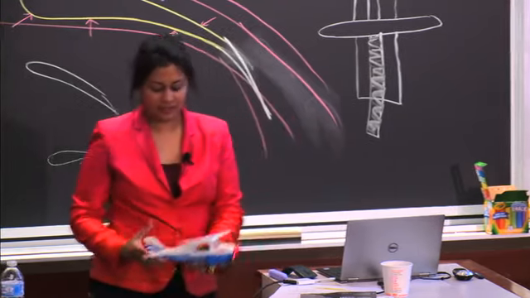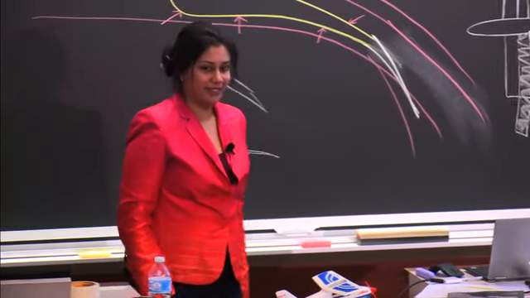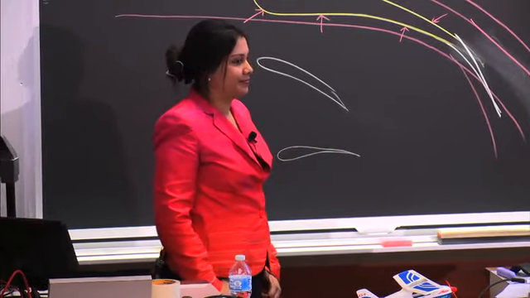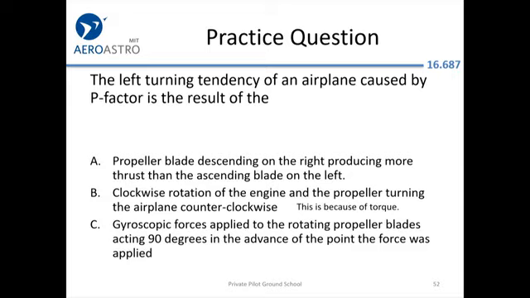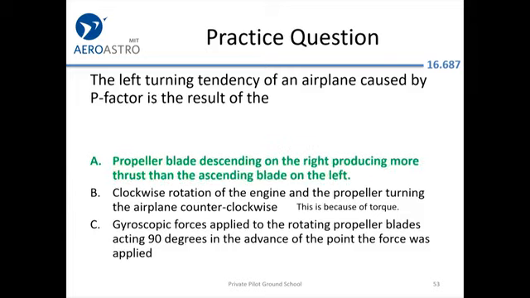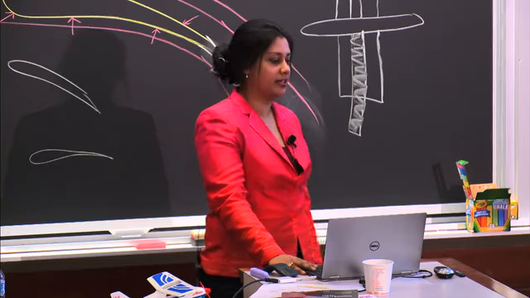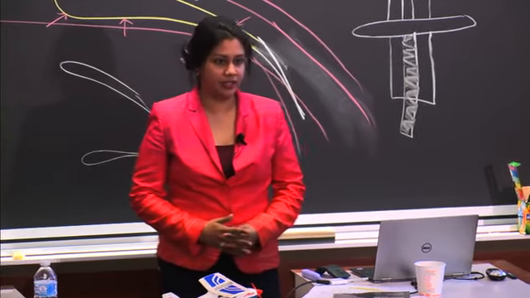Okay, so let's see if we understood P factor as well as we think we did. Okay, A, B, or C? A, all right, good job. I actually have my little hint there that the B is talking about torque, which is a different left turning tendency.